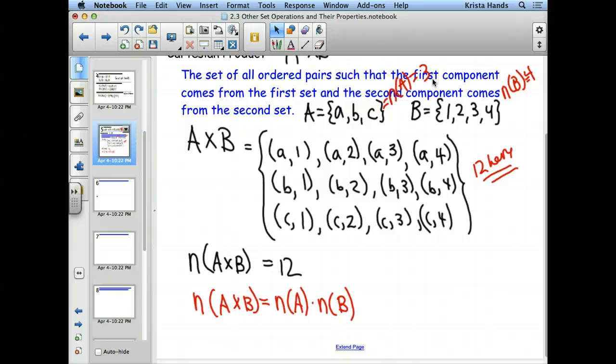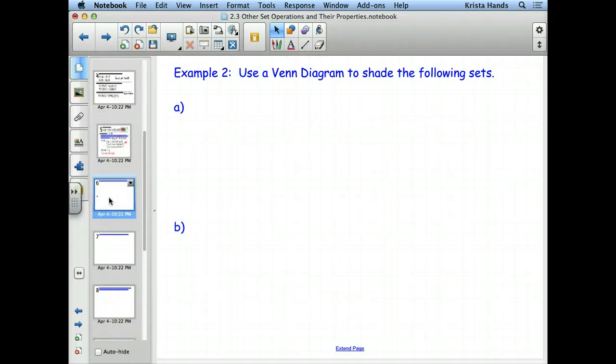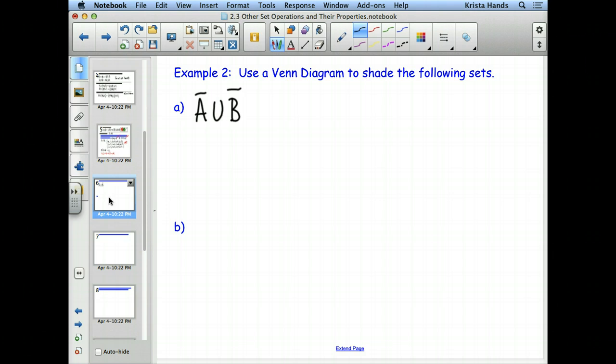Excellent. Okay, let's do a couple of examples before we pause. All right, we're going to use Venn diagrams to shade the following sets. And the first set we're going to shade is this one. So we encountered this notation last time.